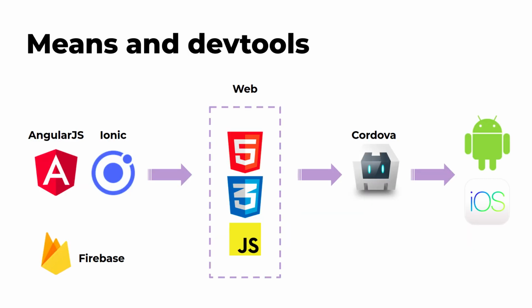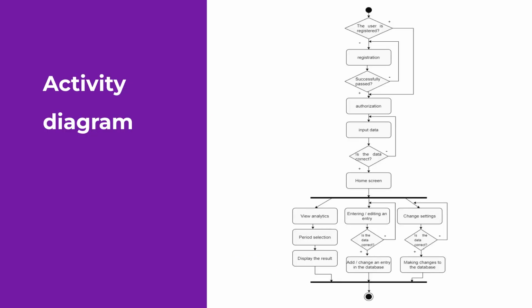For developing, we use such tools as AngularJS and Ionic, client frameworks for building UI-oriented cross-platform mobile and progressive web applications, Apache Cordova, open source mobile development framework, Firebase for building backend logic, hosting of database, and authentication. The algorithm of the automated diabetes control system is presented in figure.